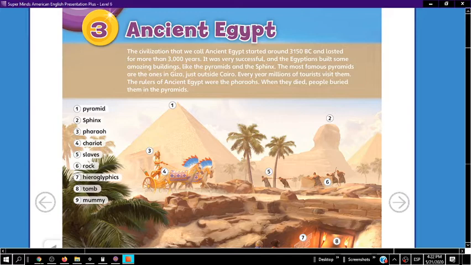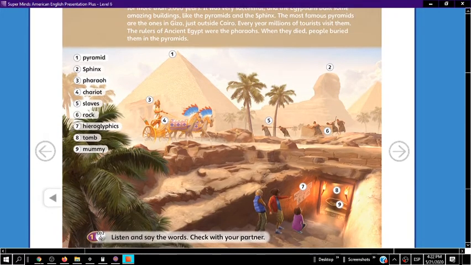Pyramid, Sphinx, Pharaoh, chariot, slaves, rock, hieroglyphics, tomb, mummy. Now I'd like you to look at the pictures. Could you try to find the words?